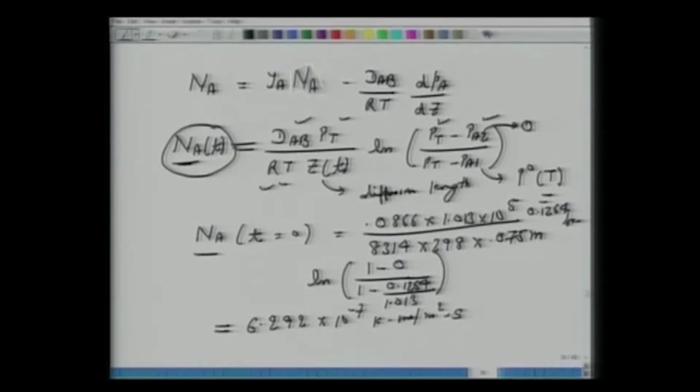So the diffusion flux to start with, at t equal to 0, is so much, and as Z increases, Na will decrease as 1 over Z. So that's the first part of the question.